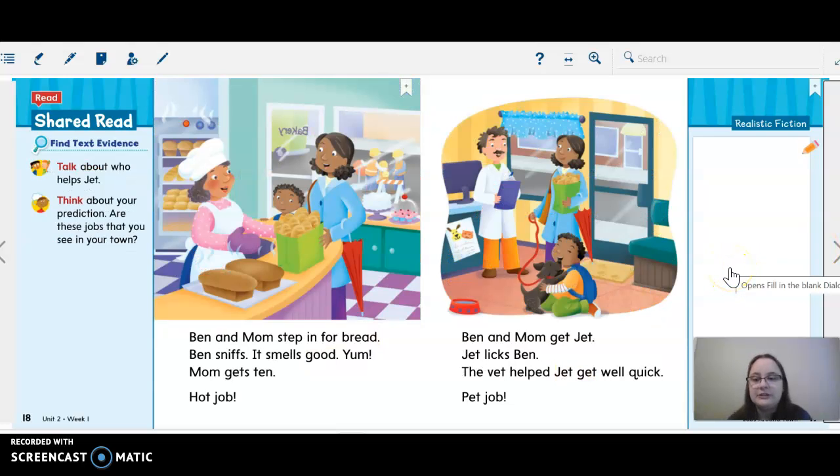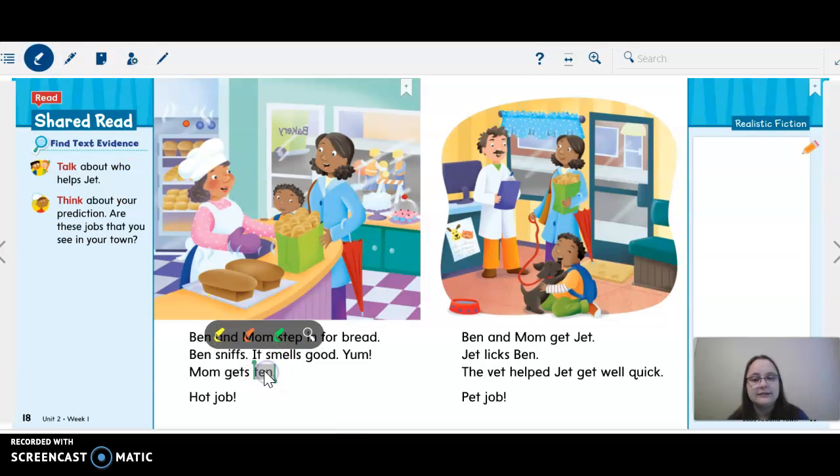Ben and Mom step in for bread. Ben sniffs. It smells good. Yum. Mom gets ten. Hot job. And ten is a short E word. It has that single E. Ben and Mom get Jet. Jet licks Ben. The vet helped Jet get well quick. Pet job. So we have pet, jet, and vet that are all short E words.